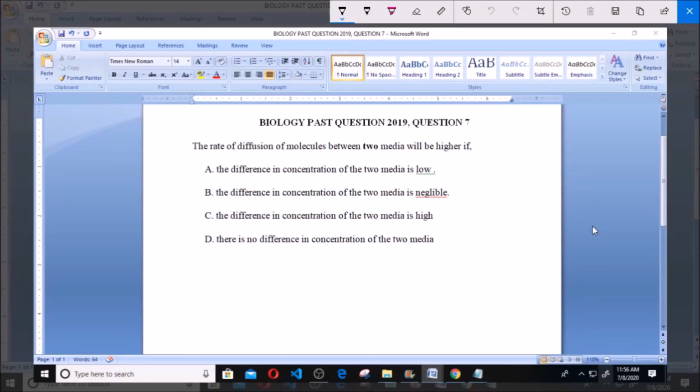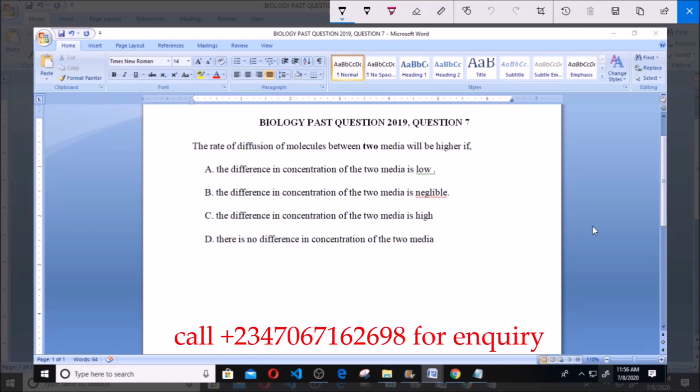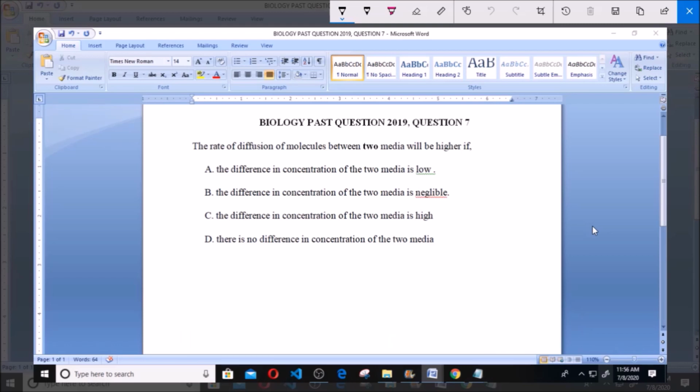Biology past question 2019, question 7. The rate of diffusion of molecules between two media will be higher if A. The difference in concentration of the two media is low. B. The difference in concentration of the two media is negligible. C. The difference in concentration of the two media is high. D. There is no difference in concentration of the media.